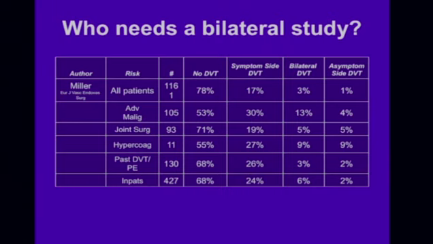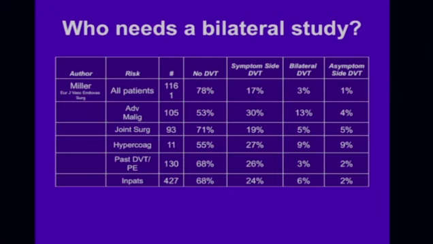Another question that frequently comes up is, should the study be done unilaterally or bilaterally? This has been looked at by a variety of authors, and in this particular paper they looked at the risk of DVT on the asymptomatic side when the symptomatic side is normal. So you do the symptomatic side, do not find the DVT. What are your chances of finding a clot on the other side?